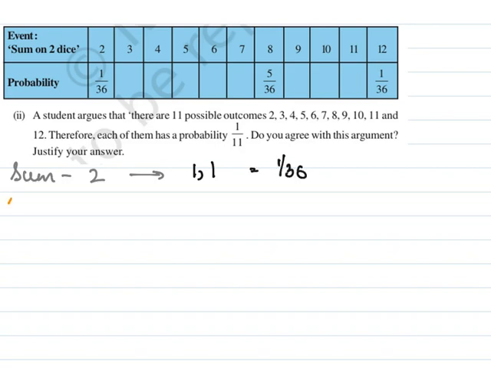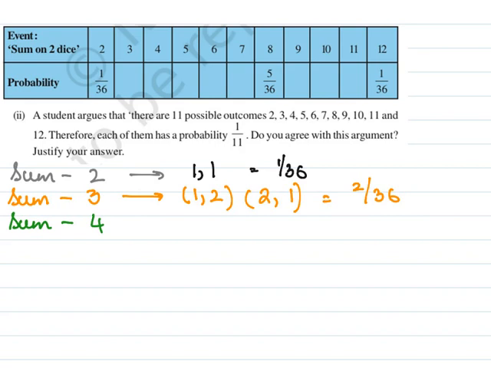The next is, what is the possibility for the sum to be 3? And for the sum to be 3, we have one possibility, 1, 2, and the other one is 2, 1. So here the possibility is 2 out of 36. Next is to get sum 4. And to get sum 4, the possibilities could be 3, 1.